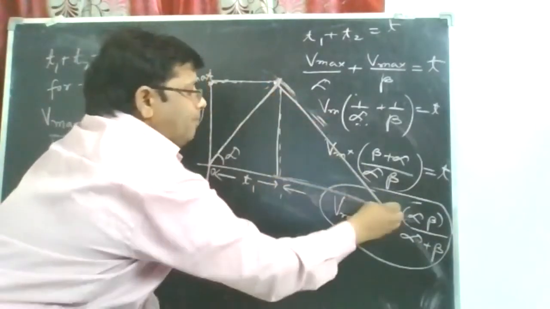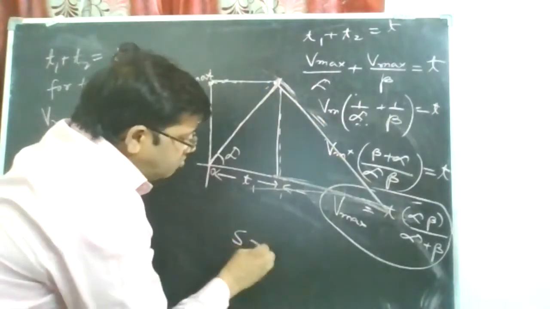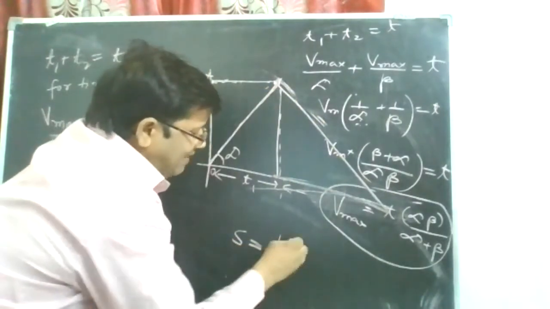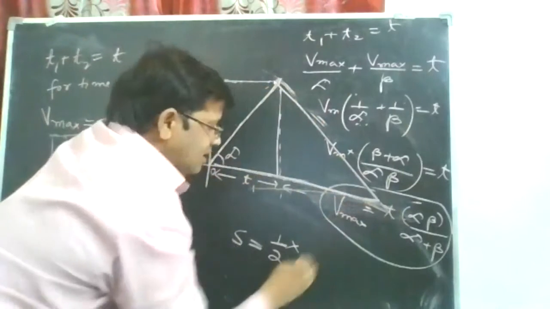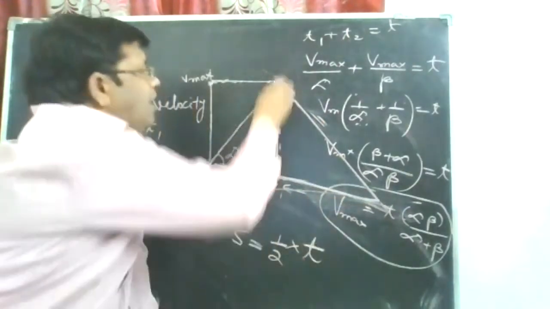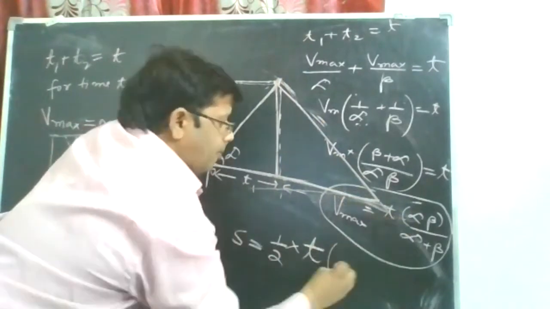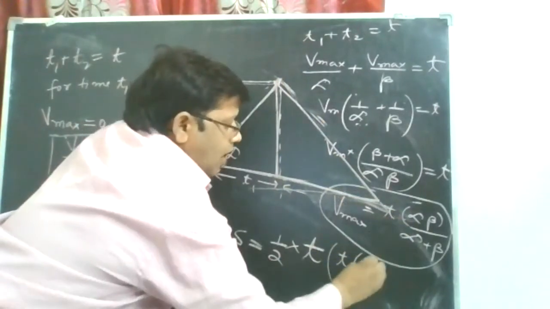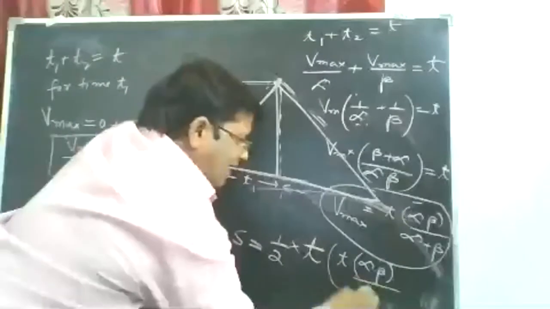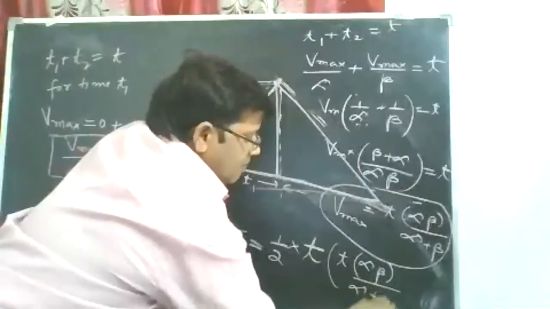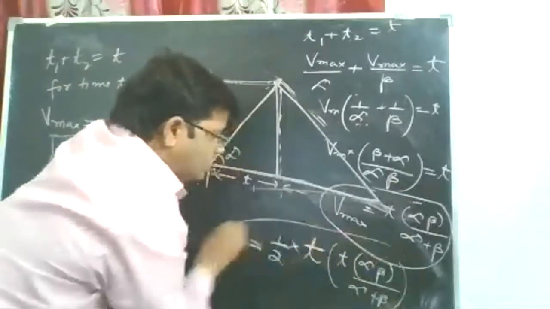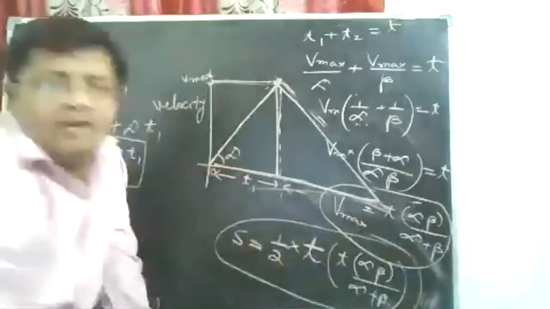The total time base of this graph is given, so the total distance moved by the body is half into base into height. What is the base? t, the total time. And what is the height? v maximum. In place of v maximum, put t into alpha beta by alpha plus beta. This is the total distance moved by the body.